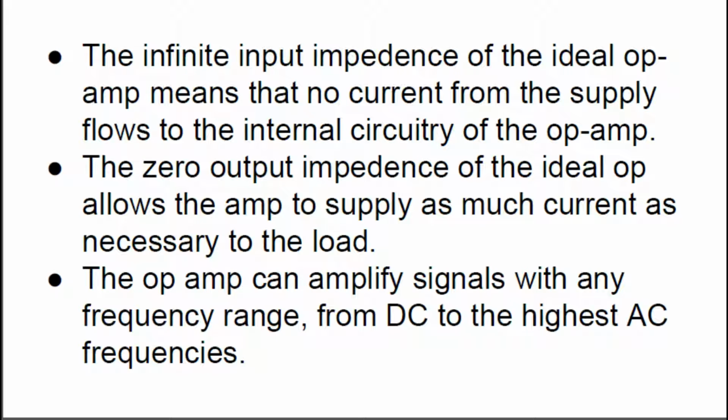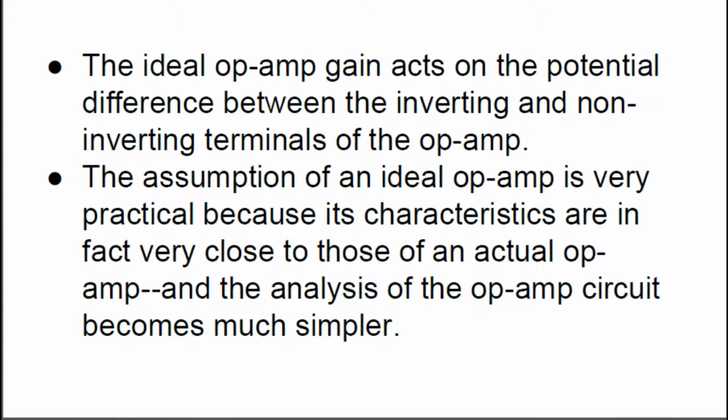The zero output impedance of the ideal op amp allows the amp to supply as much current as necessary to the load. And the op amp can amplify signals with any frequency range, from DC, which we consider to have a frequency of 0, to the highest AC frequencies. The ideal op amp gain acts on the potential difference between the inverting and non-inverting terminals of the op amp. And the assumption of an ideal op amp is very practical because its characteristics are in fact very close to those in a real op amp.